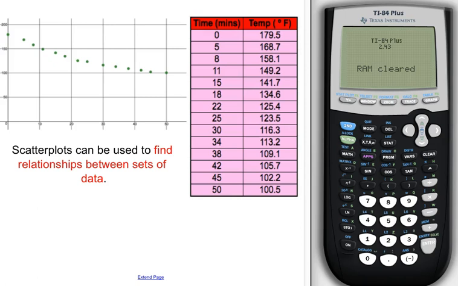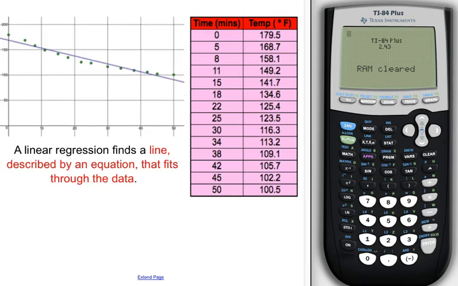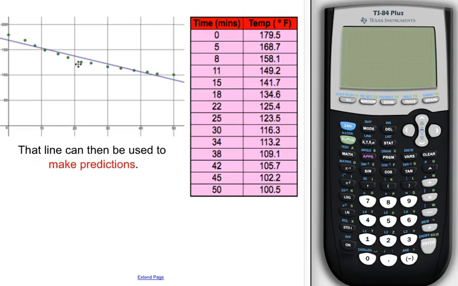Now, the way we've done this before is by finding what's called a linear regression. That linear regression finds a line called the line of best fit, and we describe that line using an equation, and we run that through the data. You can see our line in purple that we have put over this, and we can describe that with an equation in the form y equals mx plus b, where m is the slope and b is the y-intercept, and we can use this, and this is pretty important, to make predictions.